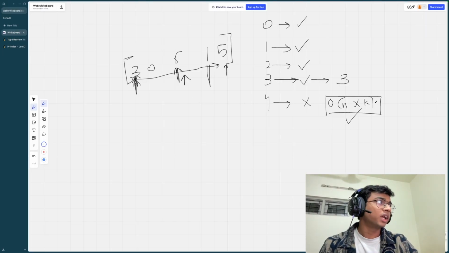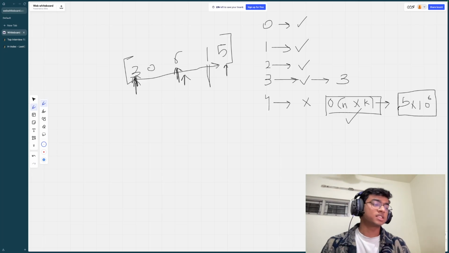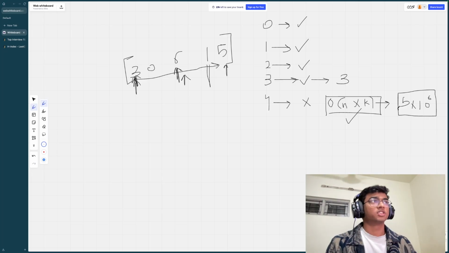So O(n × k) leads to at max 5 × 10^6 operations, which would also work. So the brute force solution would also be submitted. But let's try to simplify the problem even further and see what is the redundant operation that we are doing that we can simplify and lead to a faster solution.